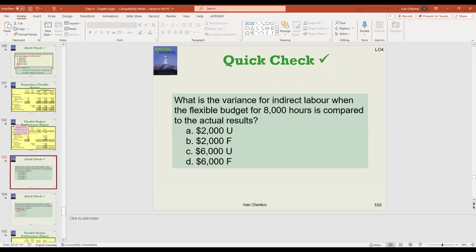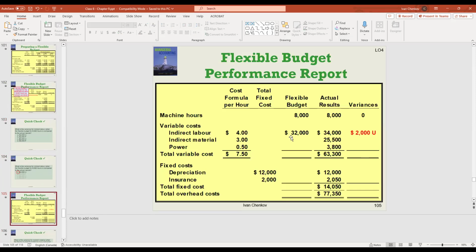So, what's the variance for the indirect labor hour when the flexible budget is 8,000 hours compared to the actual results? And the answer will be 2,000 unfavorable, correct? And we can easily see that that's exactly the truth. 2,000 unfavorable. Now let's see the next thing.